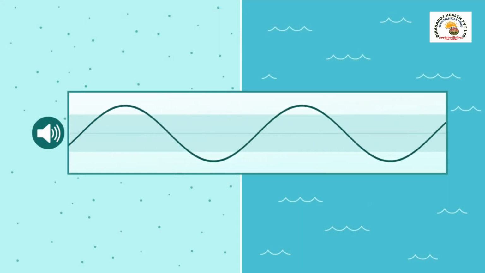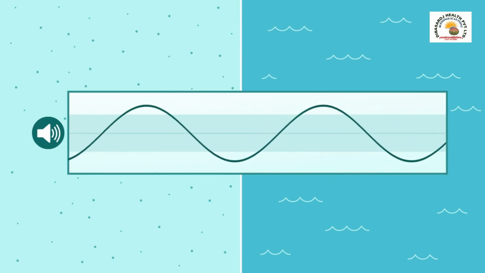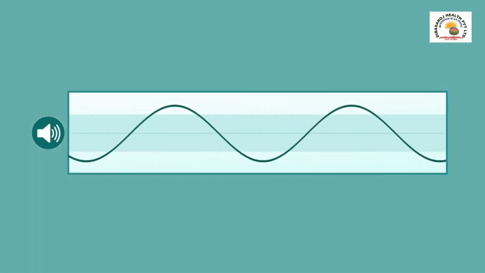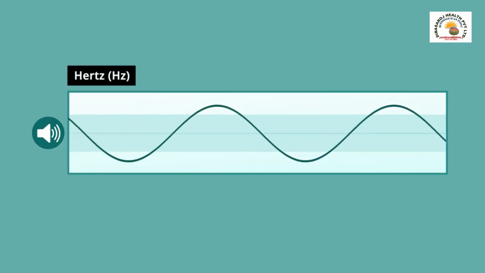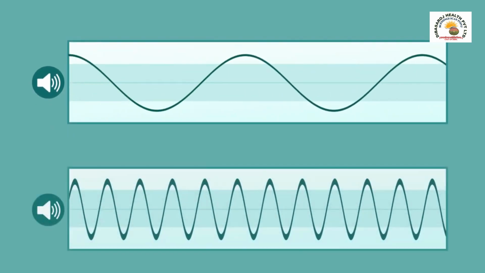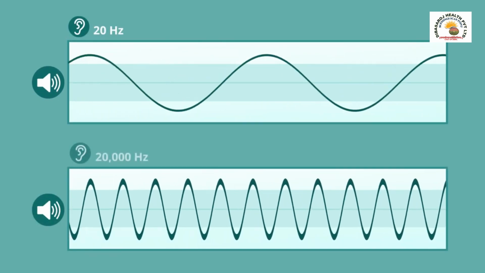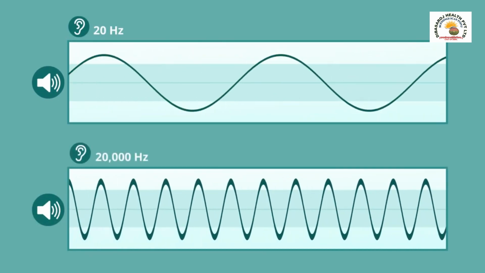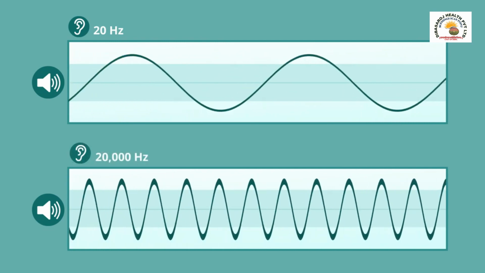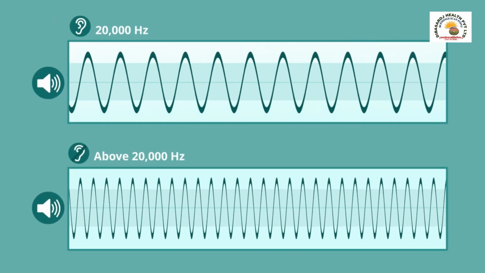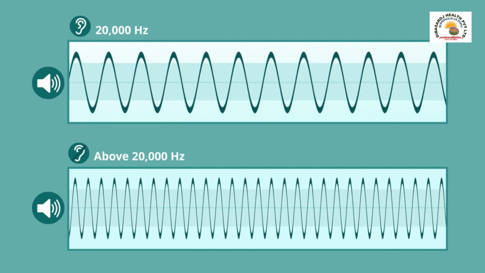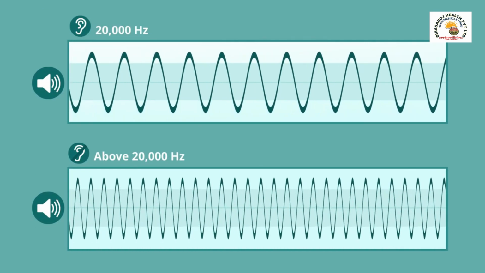Sound travels through different mediums as waves of pressure and is characterized by its frequency, which is measured in units called hertz. We can hear sounds between 20 Hz and 20,000 Hz. The term ultrasound is used to describe sound waves with frequencies beyond human hearing, higher than 20,000 Hz.